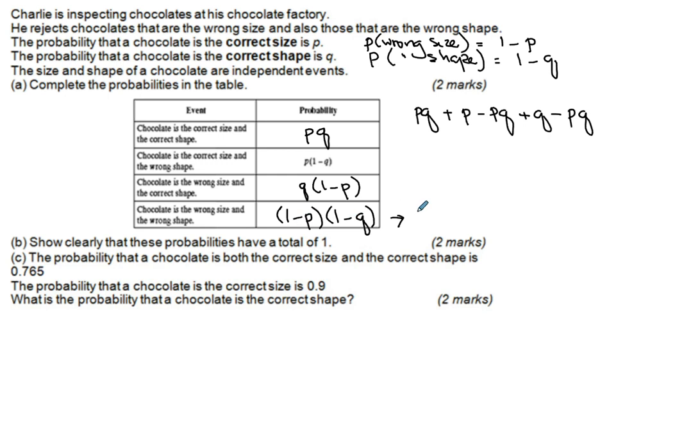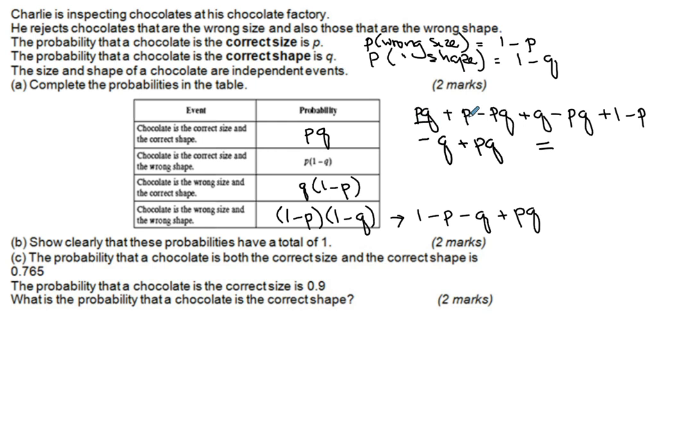So we've got 1 minus P minus Q plus PQ. Okay, yeah, and then I'm just going to add it on here. So I've got plus 1 minus P minus Q plus PQ. Okay, let's see what that all comes to.